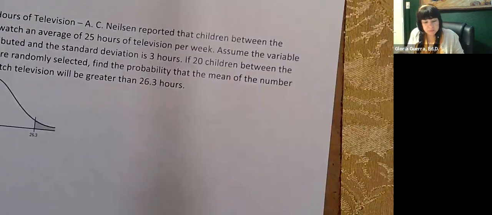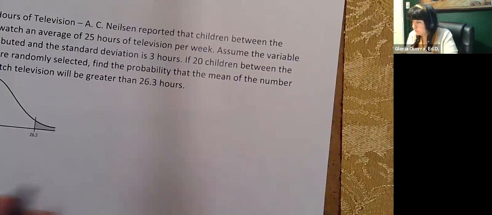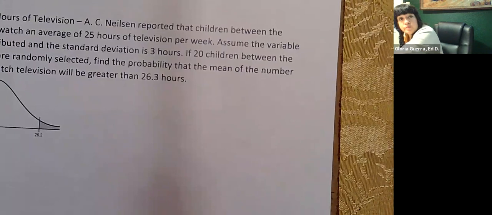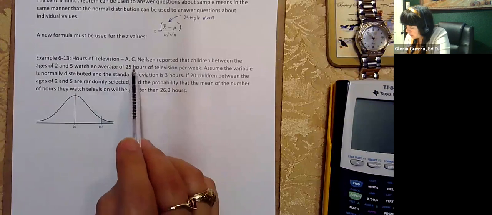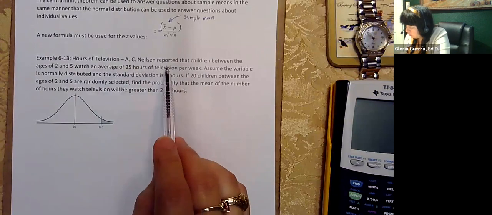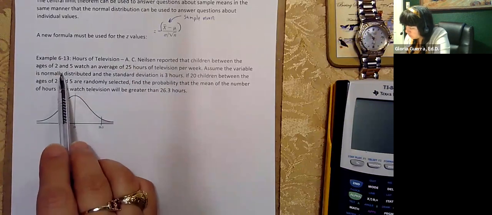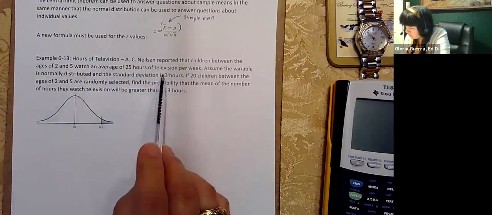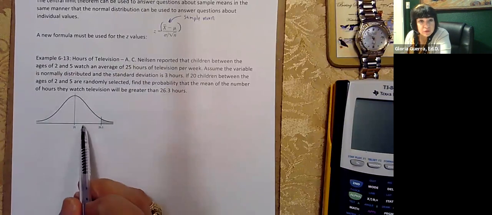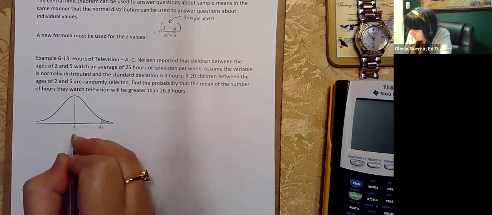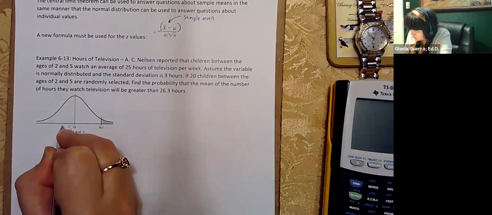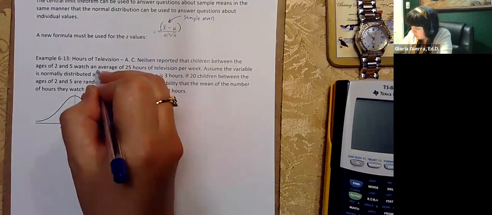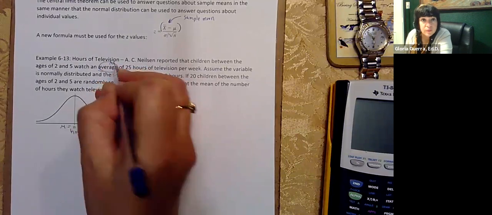We're on the bottom of page 154. So we have hours of television. A.C. Nielsen reported that children between the ages of 2 and 5 watch an average of 25 hours of television per week. So here's your 25. This is 25 hours, and this is your mu. And it's got the keyword, average, just like your mu.